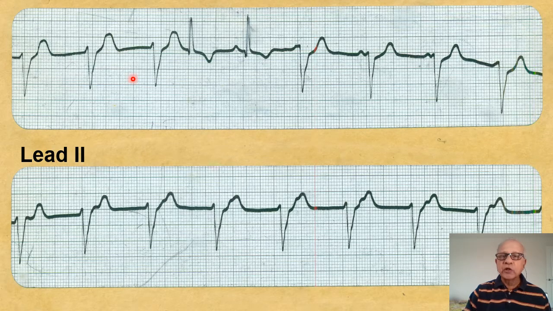Now this is a continuous strip. Actually, the upper and lower strips are continuous, right? Of lead 2 of a patient who was admitted to the cardiac ICU with an acute chest pain. The panels are continuous, as I said.